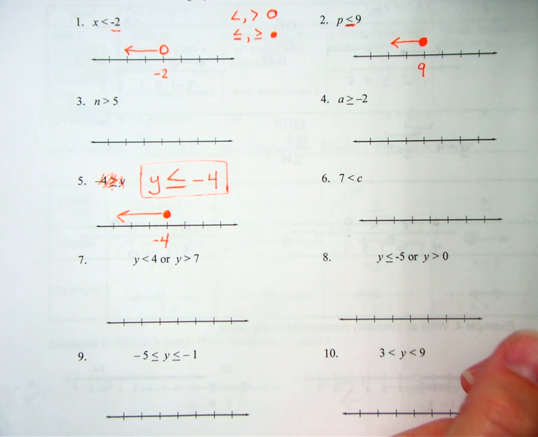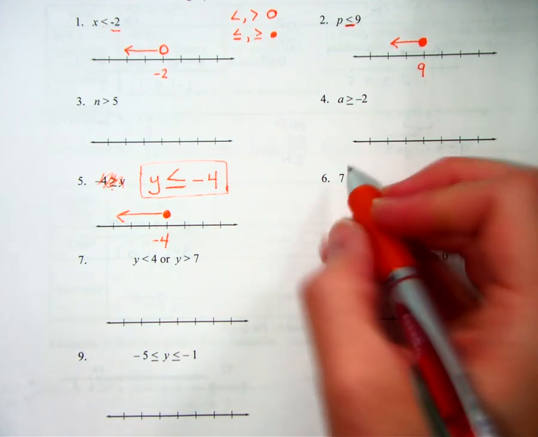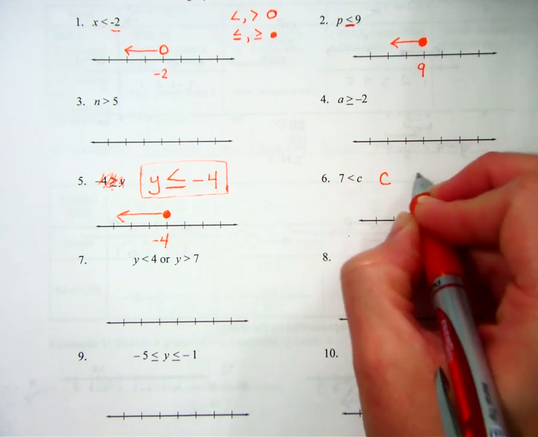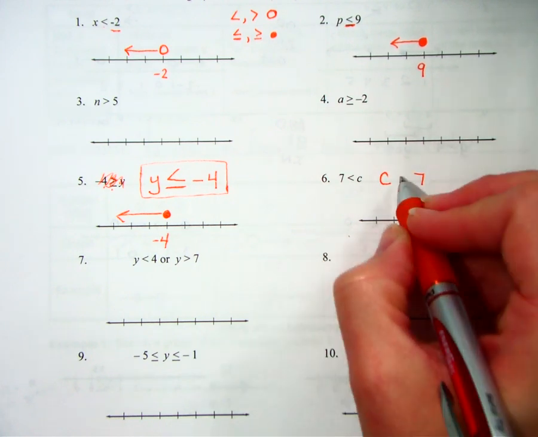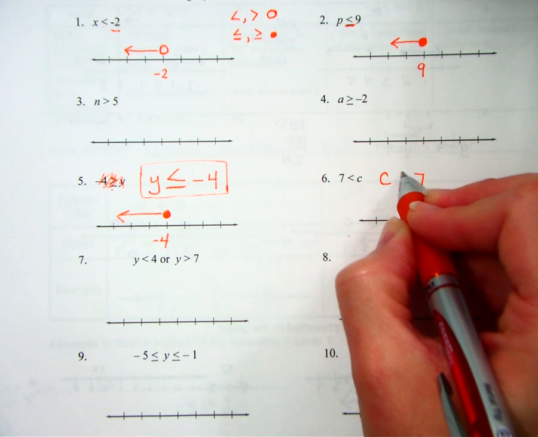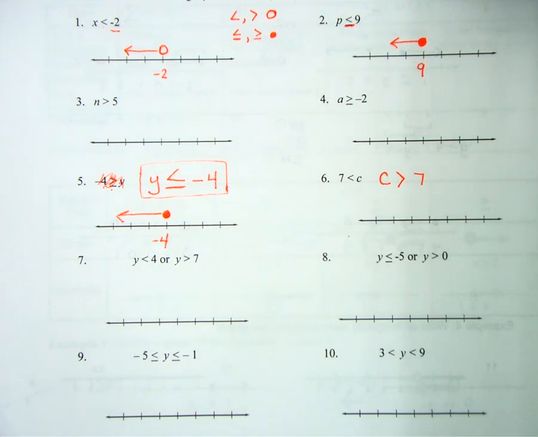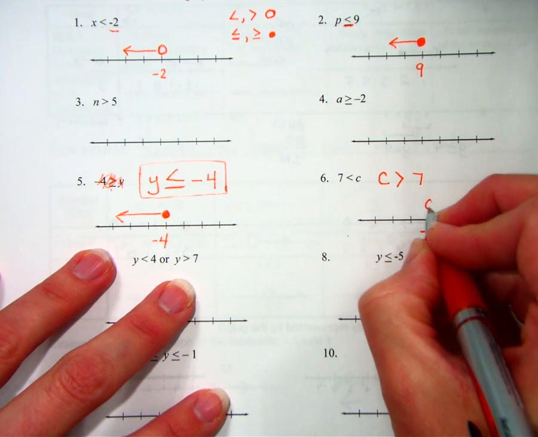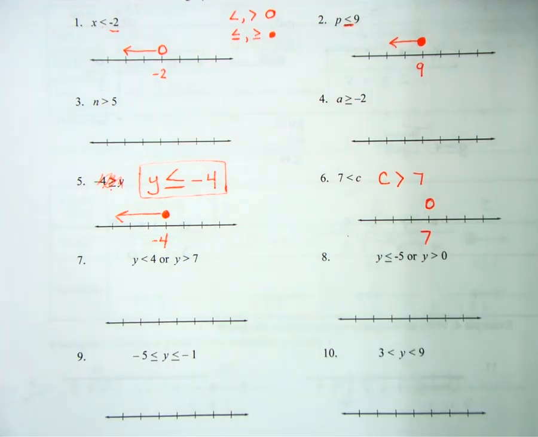Okay, let's do one more just to make sure. So this C and the 7 are backwards. So if I put the C first, put the 7 second, the symbol should be opening up to the C. Okay? Then, I put the 7 right in the middle. This is going to be an open circle because it doesn't have the line underneath. Okay? And then which way should the arrow go, right or left? This time it's going to go to the right. Yep. Okay.